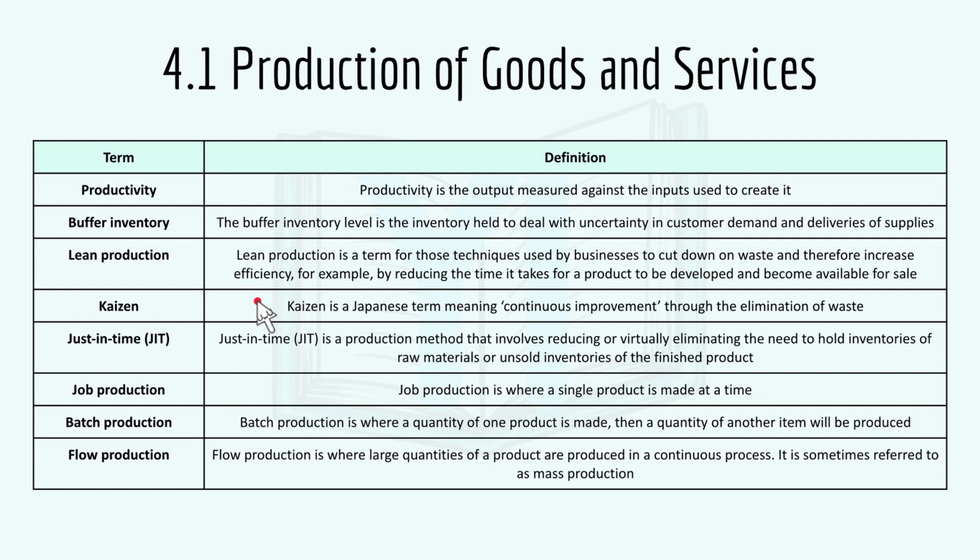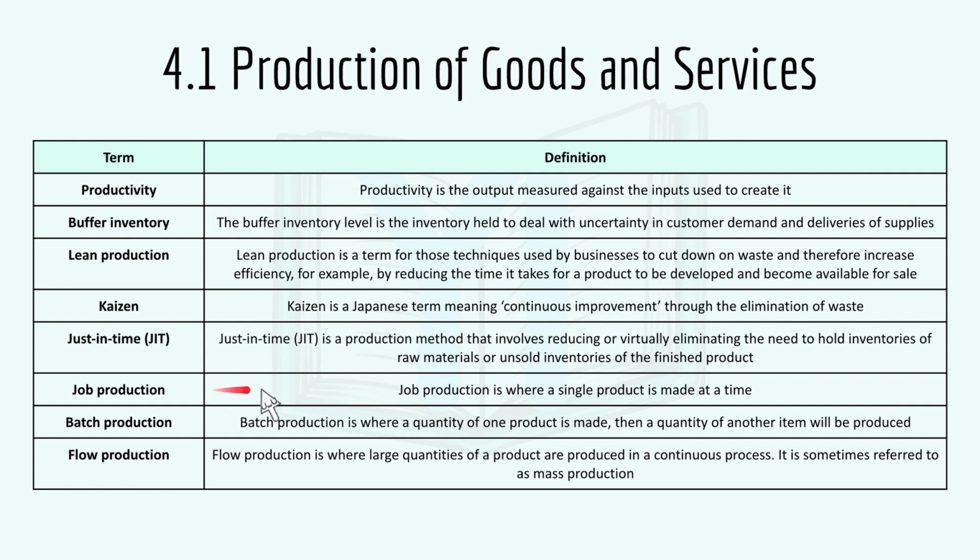Kaizen is a Japanese term meaning continuous improvement through the elimination of waste. And just-in-time, or JIT, is a production method that involves reducing or virtually eliminating the need to hold inventories of raw materials or unsold inventories of the finished product.